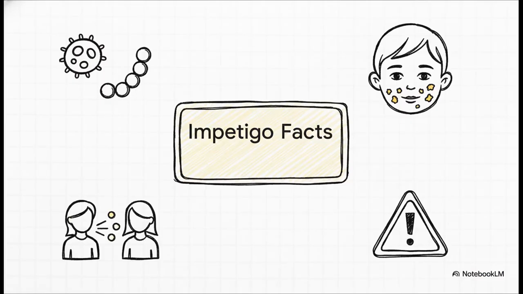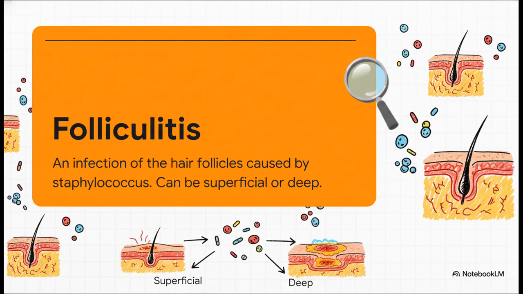So to quickly sum up impetigo, it's caused by our main culprits, staph or strep. It typically shows up on exposed skin, like the face and hands. It is extremely contagious, which is exactly why it spreads so fast in schools and nurseries. And while it's usually not serious, you have to treat it, because on very rare occasions, it can lead to more severe problems.